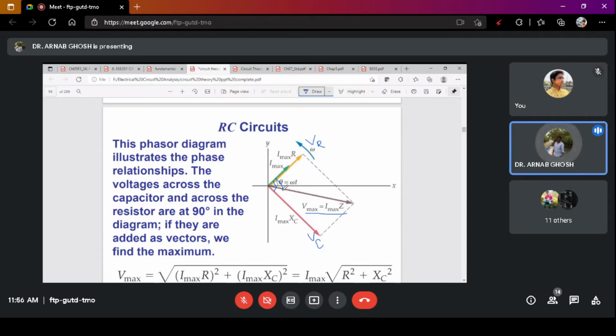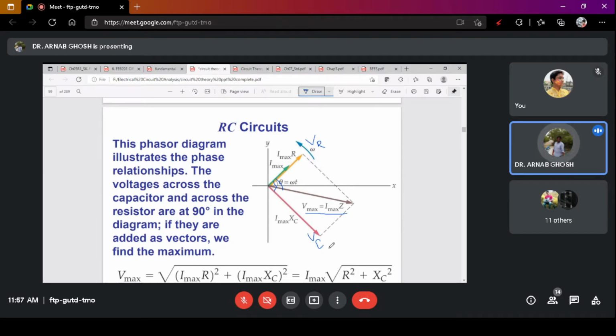It will be some angle less than 90 degree. So for an RC circuit, you will get a power output by the formula VI cos theta, because theta here is less than 90 degree. The Vmax phasor is still lagging behind the Imax phasor by an angle of theta, but it is not equal to 90 degree. If it was equal to 90 degree, it would have been a purely capacitive circuit. This is your VR phasor, in phase with Imax, and this is your VC phasor, which is lagging the Imax phasor by an angle of 90 degree.